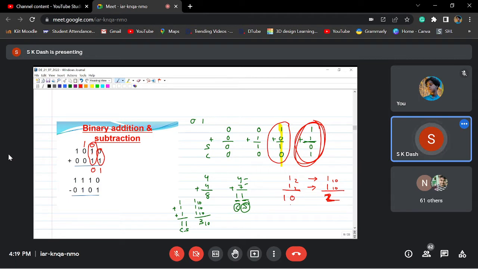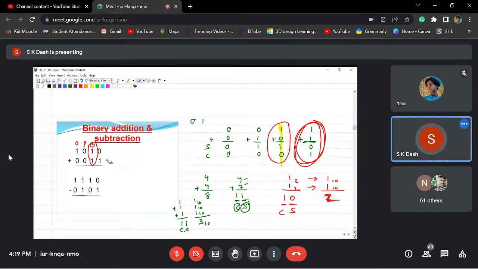That means this sum needs to be 0. This carry needs to be 1. Okay. So that's why here sum is coming 0, carry is going as 1. Next 1 plus 0 is 1. Again 1 plus 0 is 1. Sum 0. Again this addition is equal to 1. You will get 1 1 0 1.